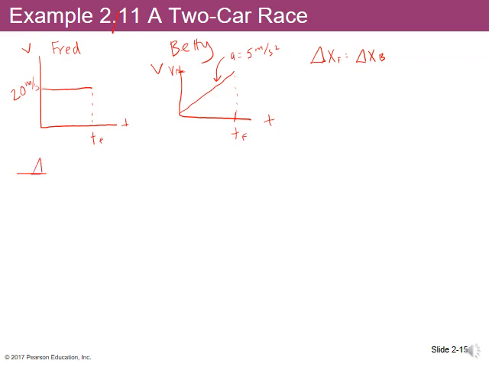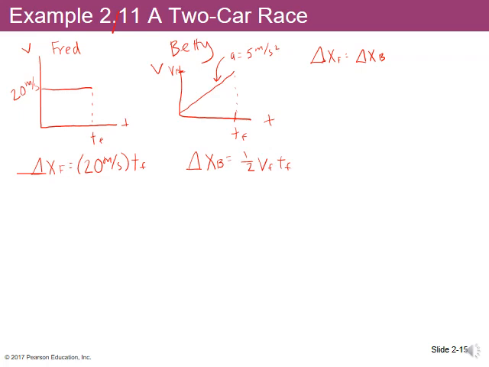So the displacement of Fred is just equal to this rectangle, which is 20 meters per second times TF. The displacement of Betty is equal to this triangle, which is 1/2 VF times TF. Before we can set these equal, we need to get rid of the VF so that we can have the same variables. How do we get rid of VF?